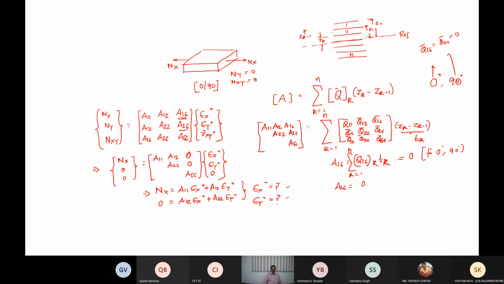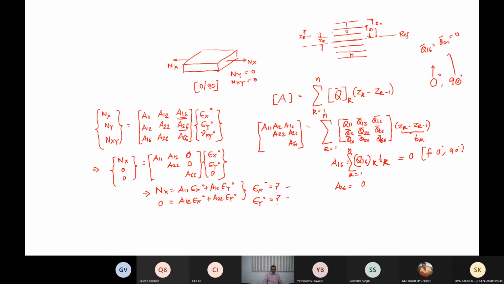Yes, sir. Fine. But if you remember, just go back and see, this is also 0 for some other kind of laminate. What is that laminate? If you remember, balanced laminate. Suppose you have a laminate where for every plus theta, there is a minus theta, say plus minus 45 degree laminate. There also A16, A26 is 0. So these are some special kinds of laminate.